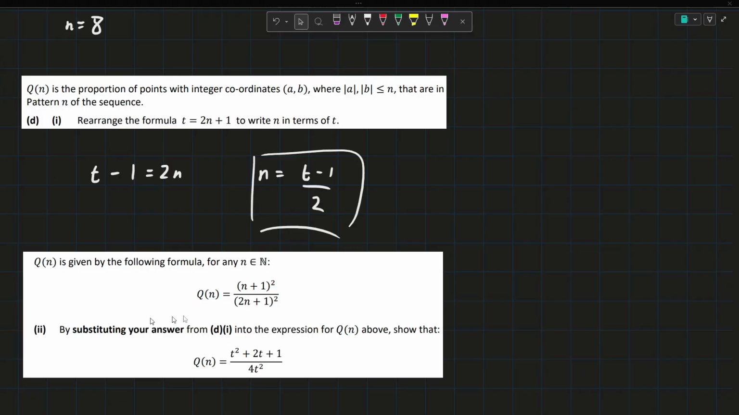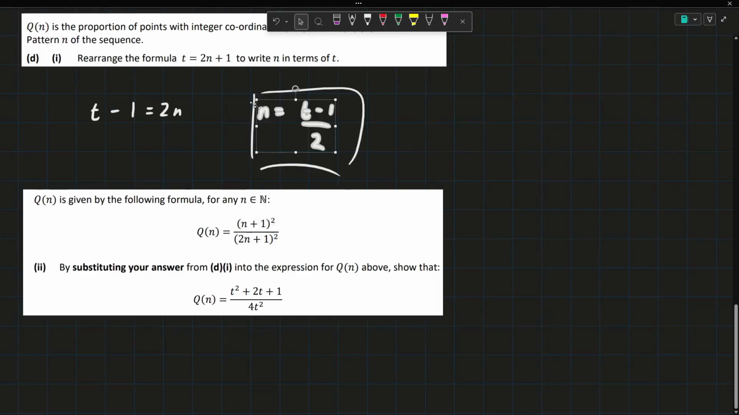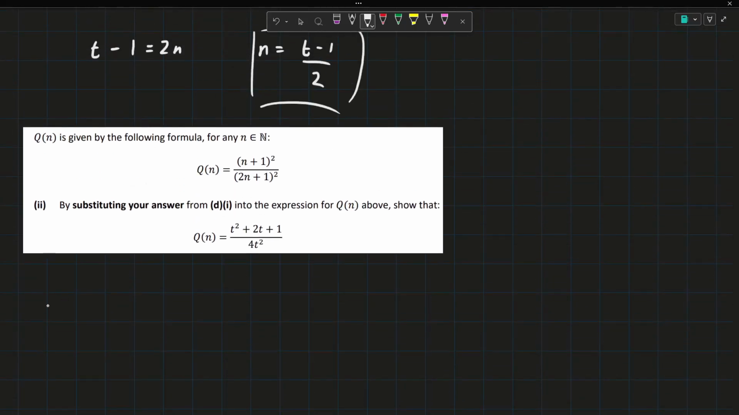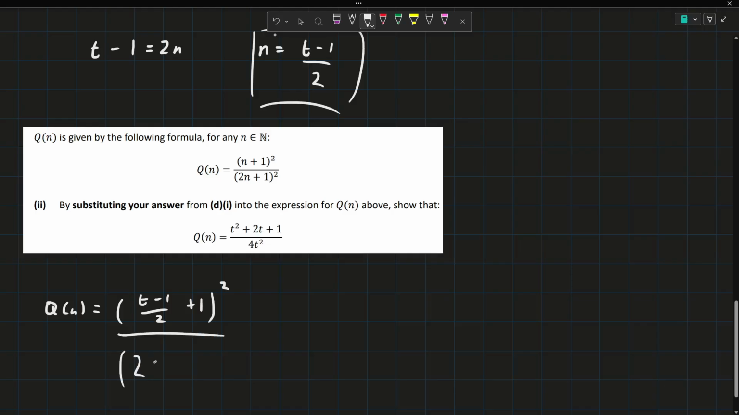Then they give us what q of n is in terms of n, and they ask us to prove that this is true. So they want to get q of n in terms of t, and we know what n is in terms of t, so we can just replace all these n's with t's and simplify. So basically, we know that q of n is equal to n plus 1 the whole thing squared over 2n. So we can write that as t minus 1 over 2 plus 1 the whole thing squared, over, and then we'll have 2n, so it's going to be t minus 1 over 2, and we have plus 1 the whole thing squared. So it's going to be a bit of a pain to simplify.